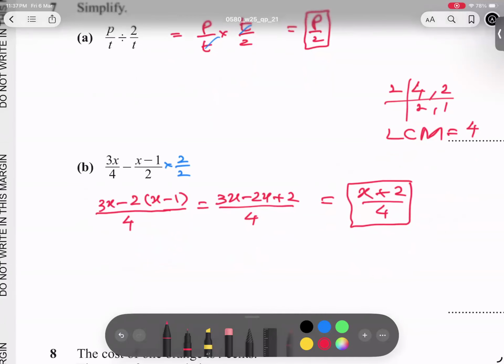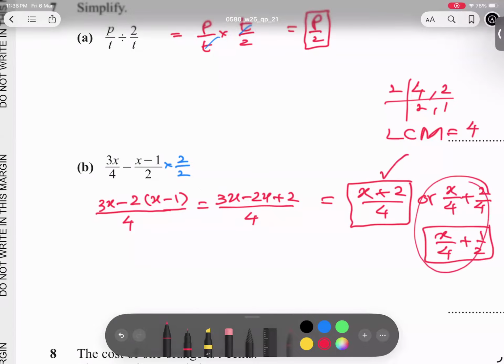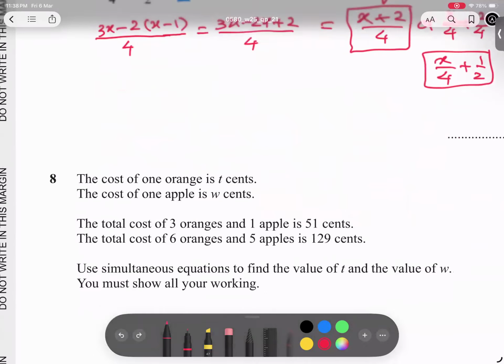And one more thing. We have a second choice also available. If I divide this 4 with both values, it is possible you can write like this also: x by 4 and 2 by 4. And 2 by 4 simplified further becomes x by 4 plus 1 over 2. Both are correct, but I prefer this one, so no problem. This is not compulsory to do. I hope the point is very clear.